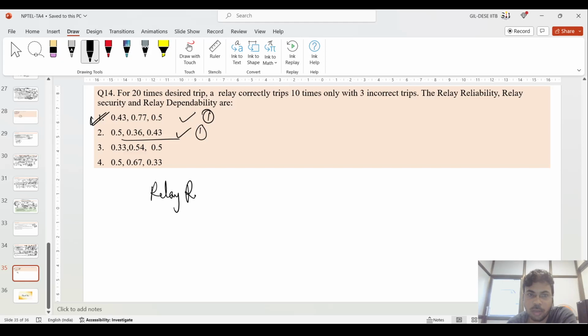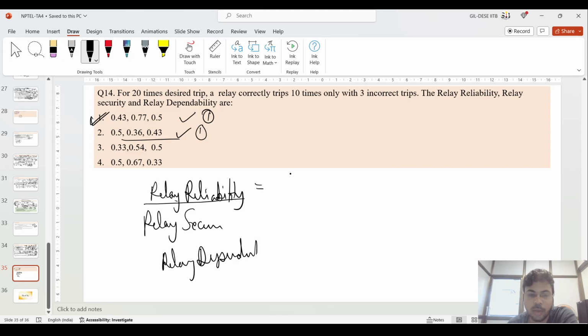Option A is correct. There are certain formulas related to relay reliability. This can come in your exam, because it is a simple formula-based question. The relay reliability, relay security, and relay dependability. So coming to relay reliability, it means the number of correct trips, that is 10 times it correctly trips, and the number of times it is desired to trip, that is 20 times, plus 3 times it got incorrect. It will come out to be 0.43.